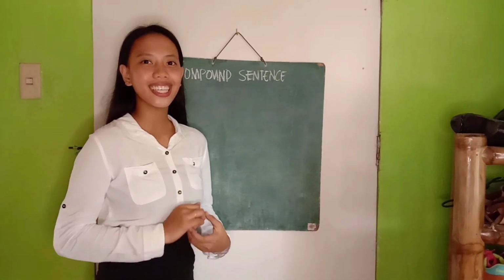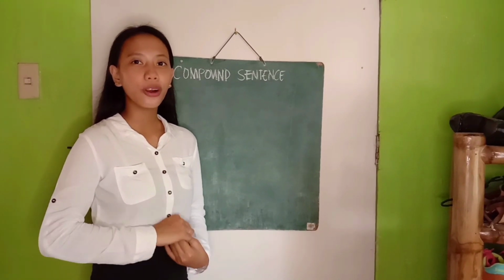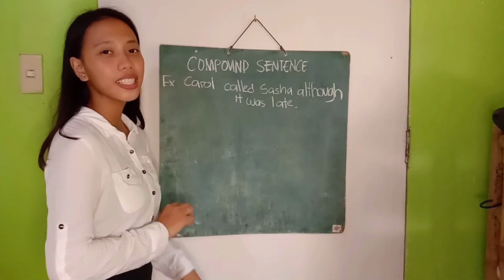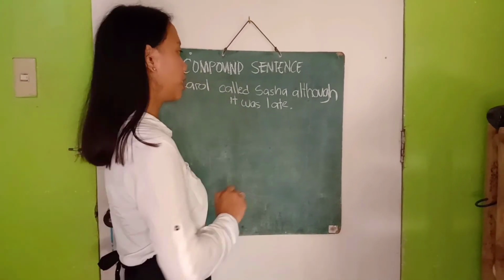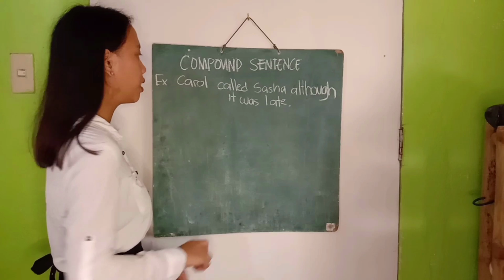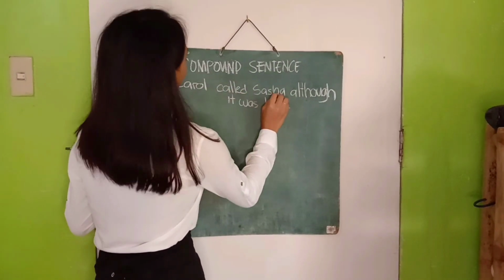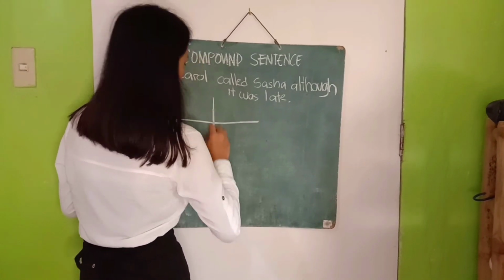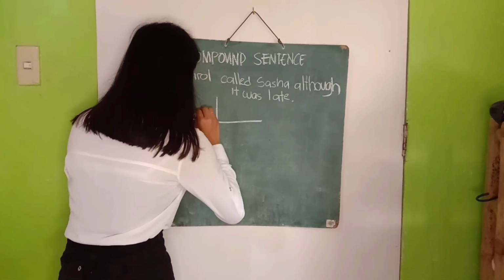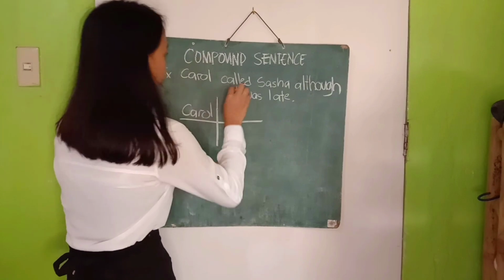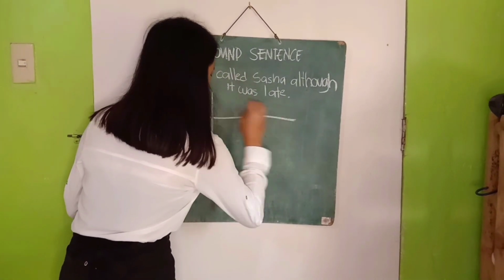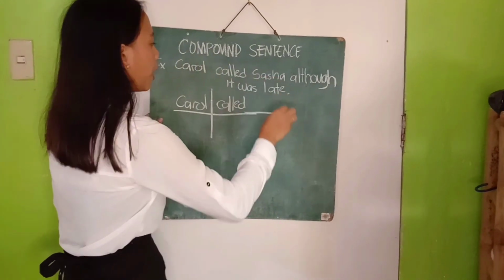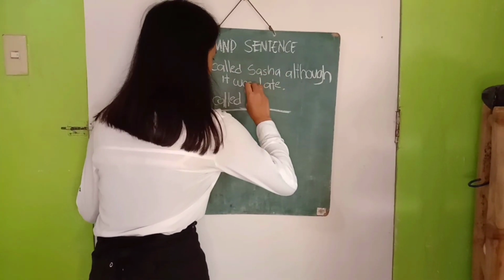A compound sentence is a sentence with two or more independent clauses with no dependent clause. In this sentence, we have two independent clauses. The first independent clause is Carol called Sasha. Let's diagram. Draw horizontal and vertical lines. Carol is the subject. Called is the verb. And Sasha is a direct object.